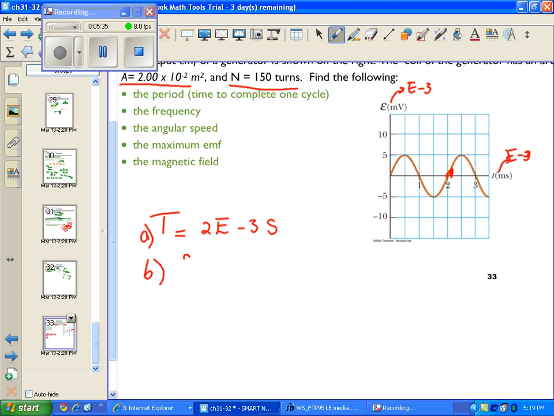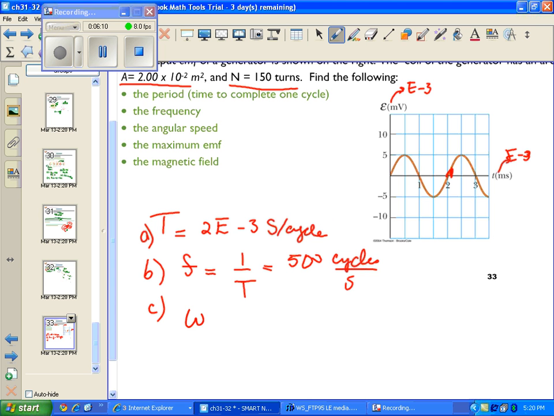Part B asks us to determine the frequency of the generator. Well, the frequency will be 1 over the period. So here, let's just add some units to make this more relevant to us. 2 milliseconds per cycle, and the frequency will be 1 over 2e to the minus 3 seconds per cycle, which gives a number of 500, and this time it's cycles per second. See, it's the inverse of T.